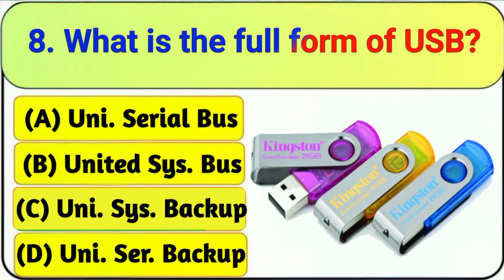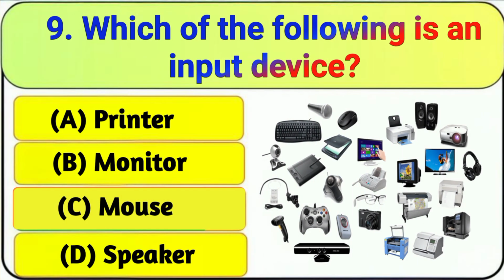Question number 8. What is the full form of USB? A. Universal Serial Bus. B. United System Bus. C. Universal System Backup. D. United Serial Backup. Your right answer is A. Universal Serial Bus.